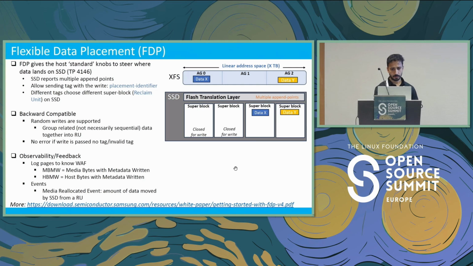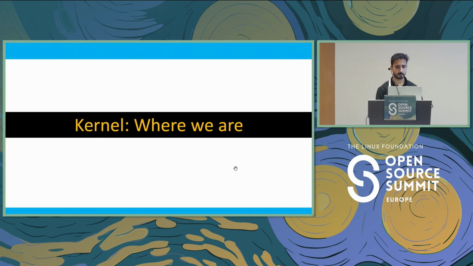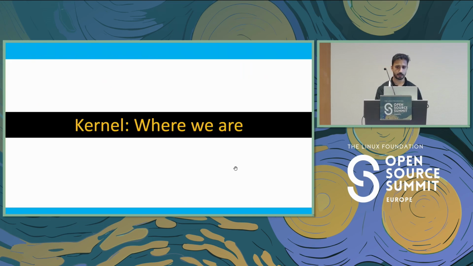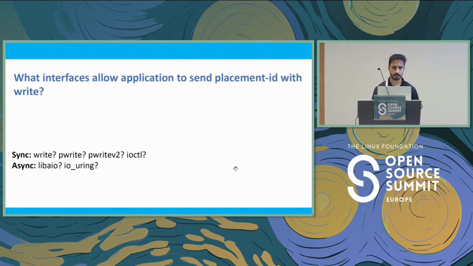And if you want to know more about the specification or the device feature, there's a link over here. But I think maybe the more interesting part for the audience would be where we are in the kernel, what we are doing in the kernel for this.